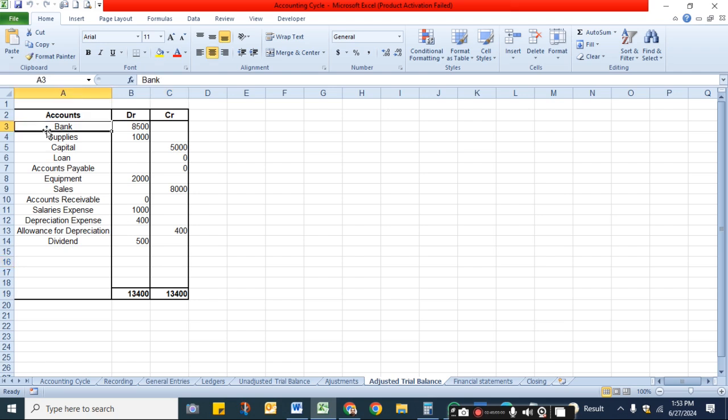Now we have got the adjusted trial balance. The only two things added are depreciation and allowance for depreciation, right? Ladies and gentlemen, as you know, loan is zero, accounts payable balance is zero. So depreciation and allowance for depreciation, we have them. So we have got 13,400 as the adjusted trial balance. After adjustment, we have got the adjusted trial balance.